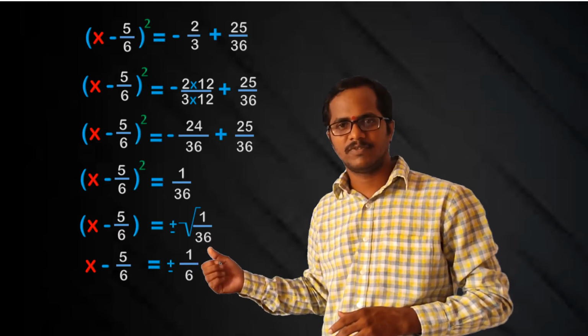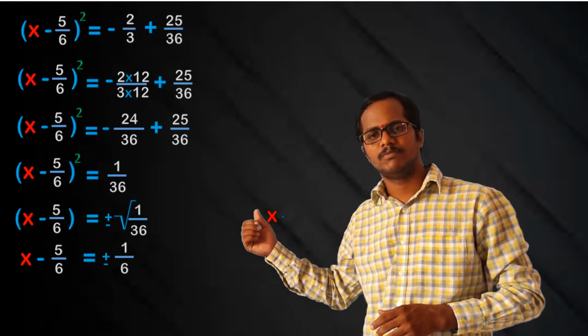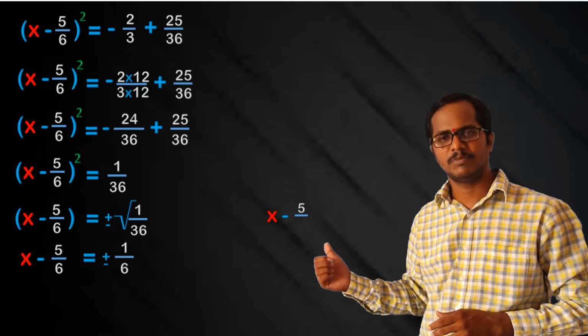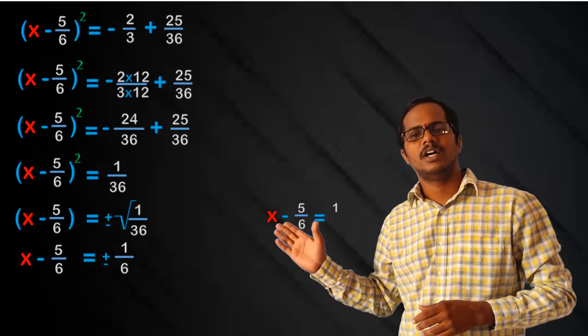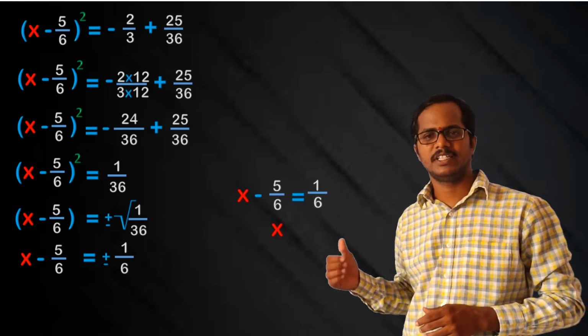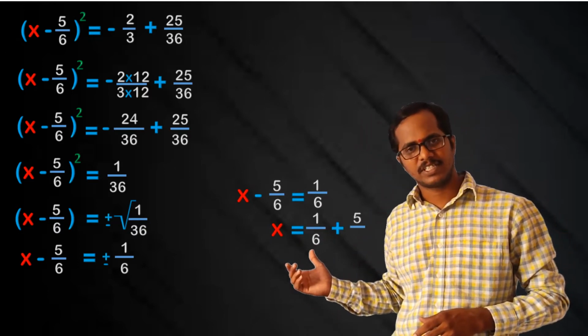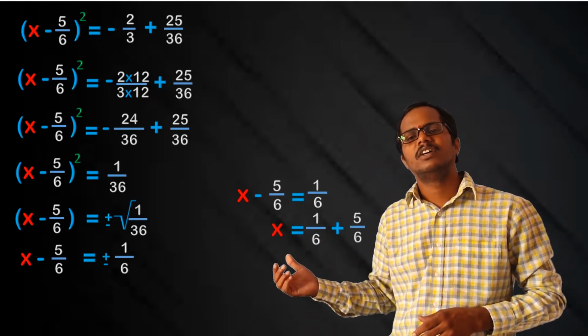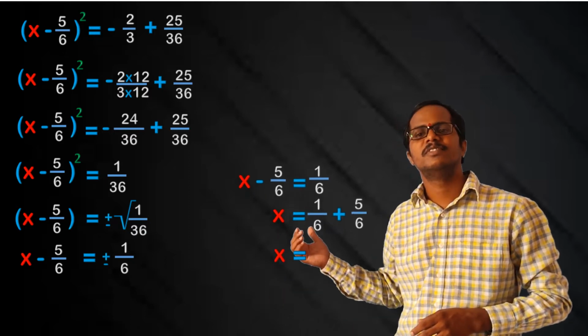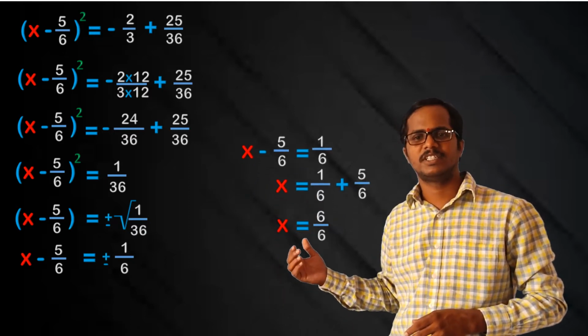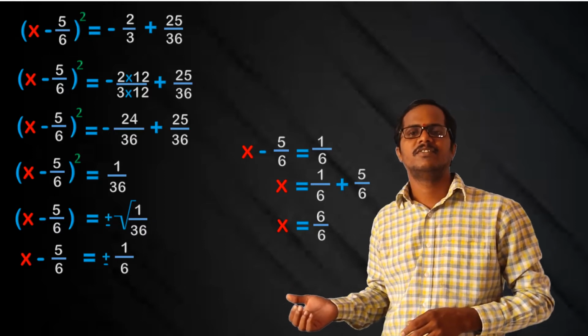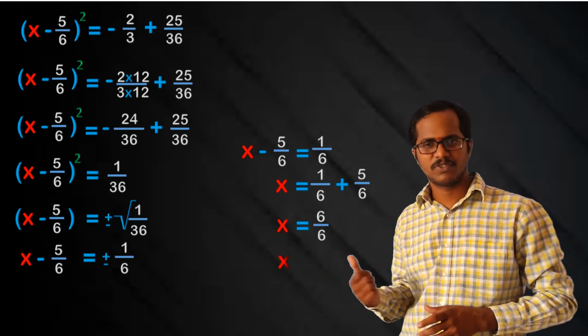If we take x minus 5 by 6 equals positive 1 by 6, and transpose minus 5 by 6 to the right hand side, we get x equals 1 by 6 plus 5 by 6. Here both are like fractions, so we can add them. By adding them we get x equals 5 by 6 plus 1 by 6, which equals 6 by 6, which is nothing but 1. So we get x equals 1.